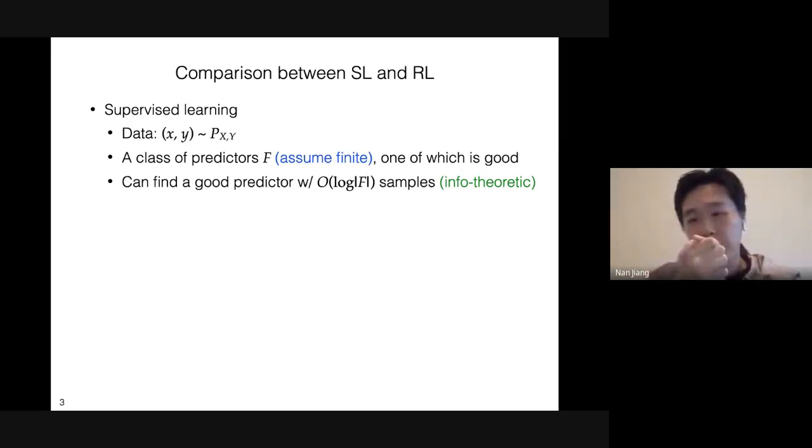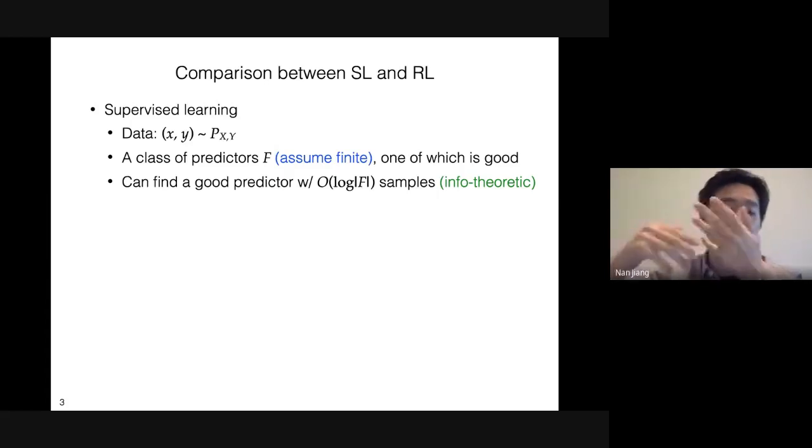And Y may be real valued or it may be binary labels, it doesn't matter. And what you learn in the first day of the class is that, information theoretically speaking, you can find a good predictor with, roughly speaking, order log |F| number of samples. And this logarithmic dependence is really important because, if you think about the effective size of function classes, they're usually exponential in the number of parameters. So log |F| really says that the number of samples you need is proportional to the number of parameters.